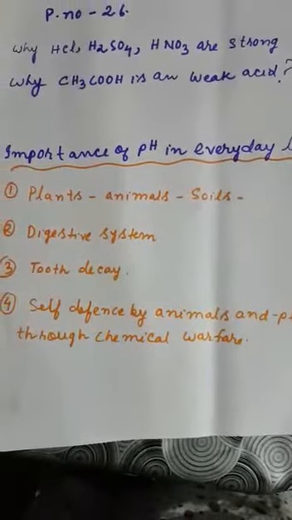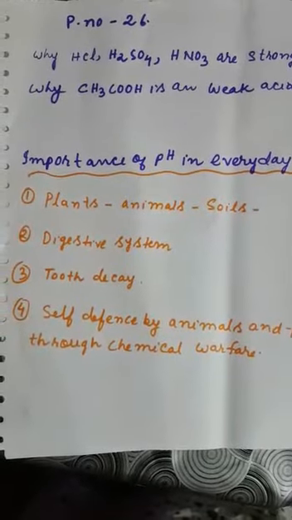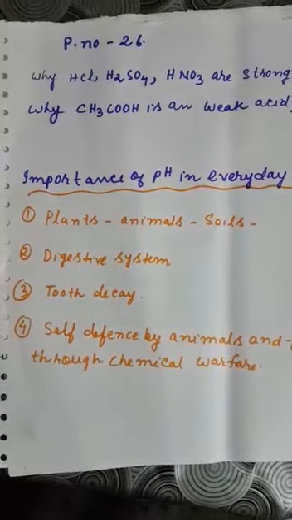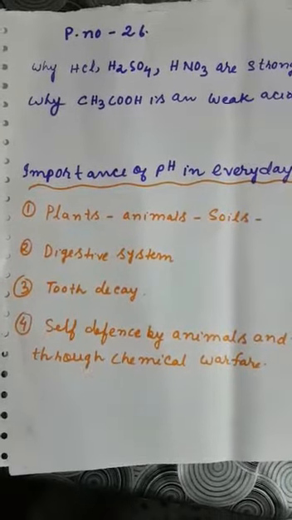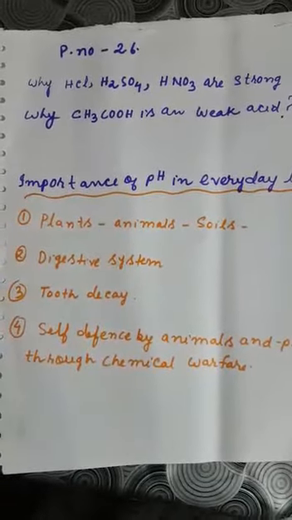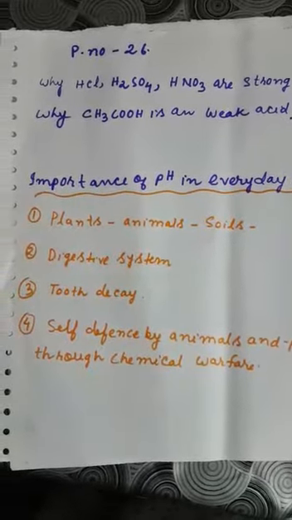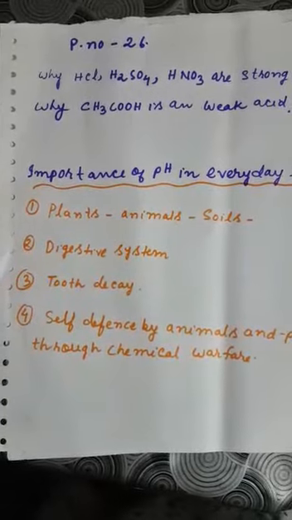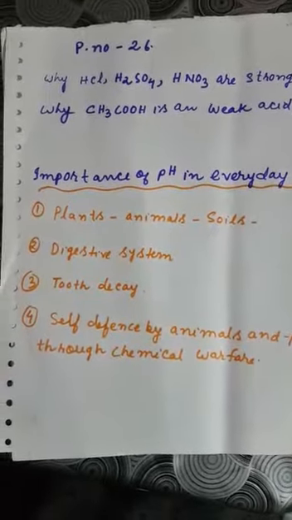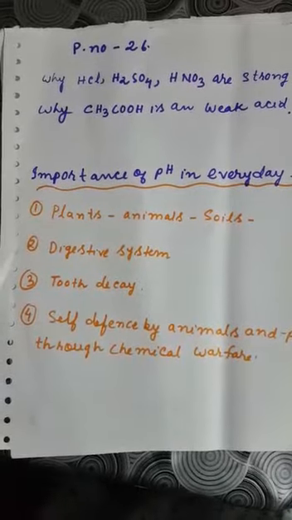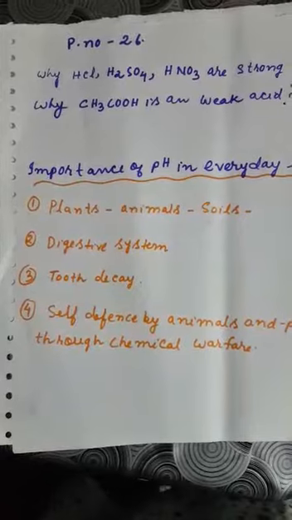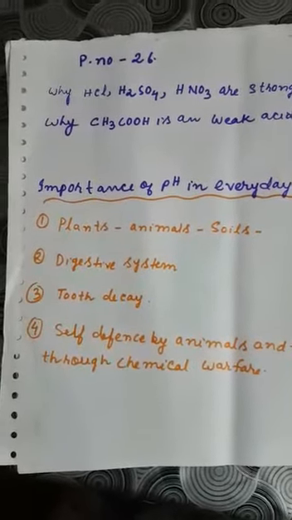Similarly, tooth decay occurs when the pH of our mouth becomes less than 5.5. For that reason, we brush our teeth with toothpaste, which is basic in nature, because it can neutralize the acid. Our tooth enamel is made of the hardest substance, calcium phosphate, which does not dissolve in water, but it can be corroded by the bacteria present in our mouth, because they can release certain acids. For that reason, we use toothpaste, which is basic in nature.